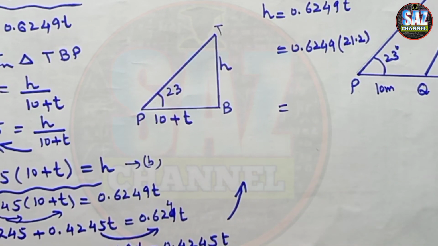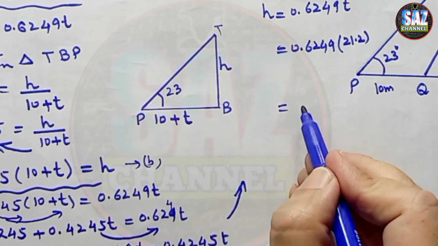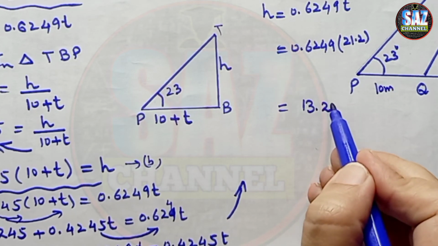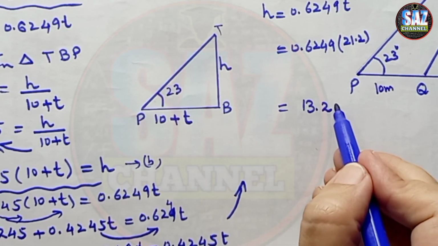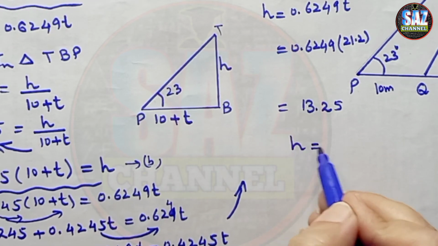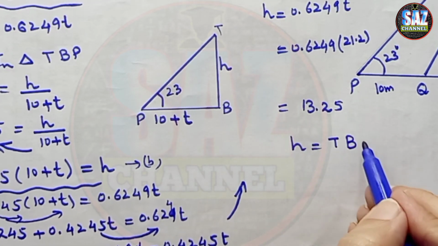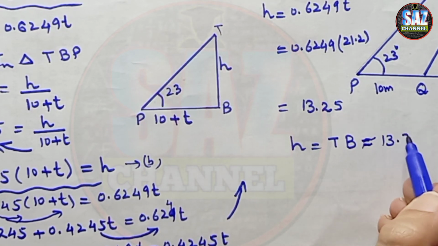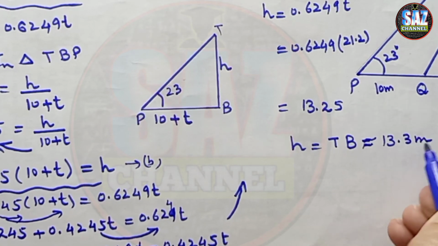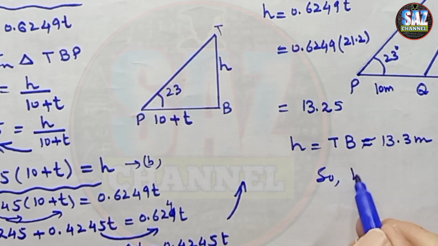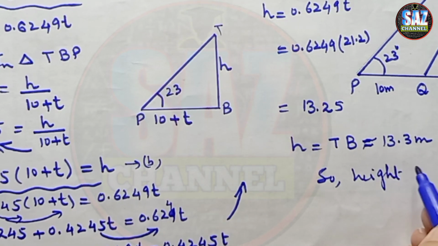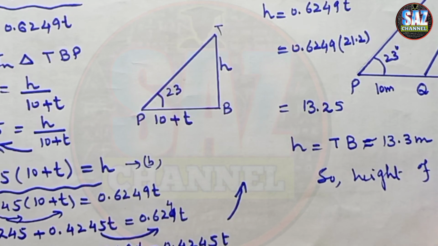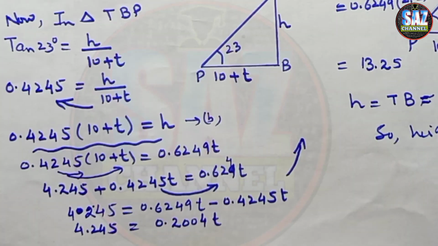Now 0.6249 multiplied by 21.2 gives me 13.247, and h equals TB equals 13.3, and the measurements are in meters. So the height of the tree equals 13.3 meters. I hope you are clear about today's lesson.